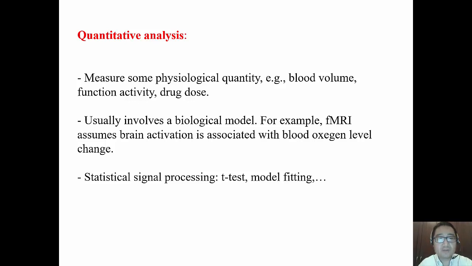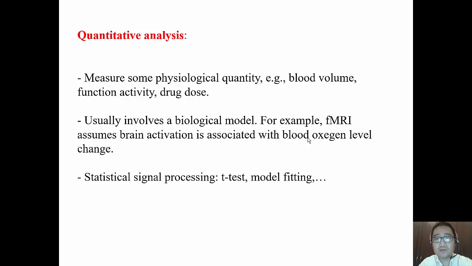Finally, let's talk about the quantitative analysis. In medical image analysis in particular, oftentimes we like to have accurate numbers, so you can make a more precise diagnosis. This many times involves a measure of certain physiological or pathological quantities.